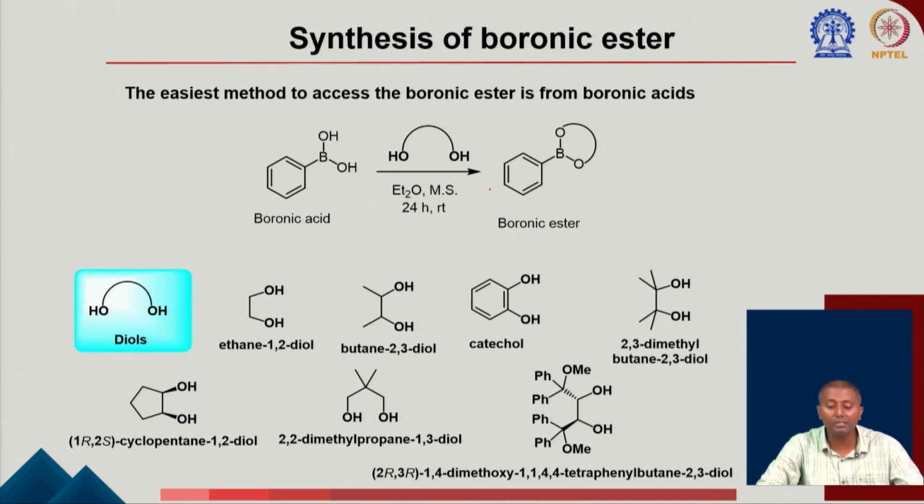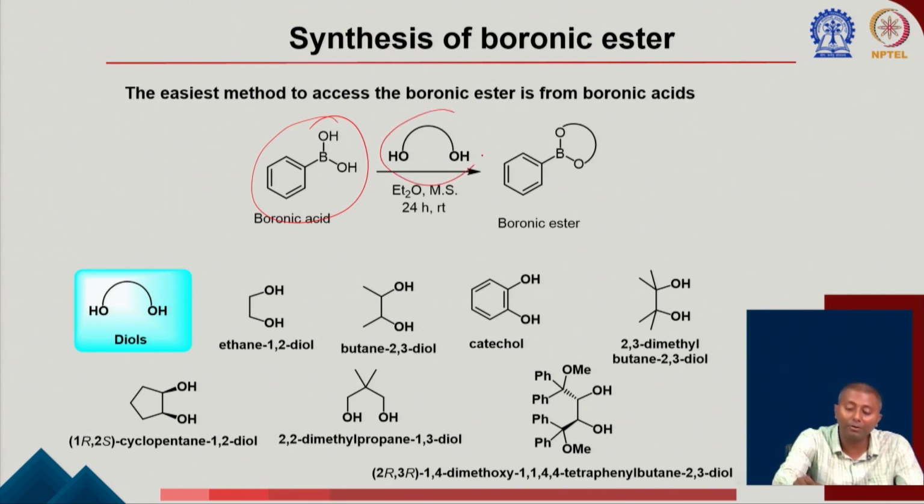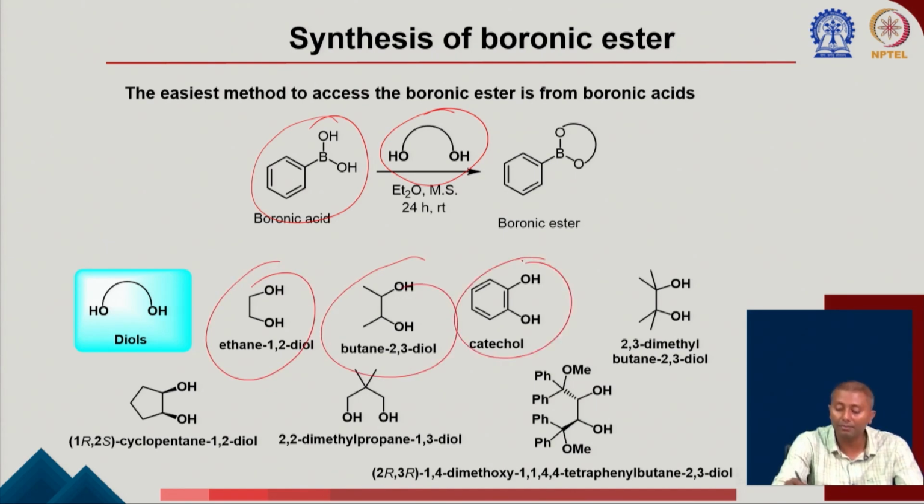So here you can see this is an easy method. I think I told you in the last class that if you have a boronic acid and you take some sort of diol, there are of course more variations. You can see there are several different diols. It could be ethane diol, butane diol, catechol, and then 2,3-dimethyl butane diol. You can see from the butane to 2,3-butane, slowly the sterics is playing an important role here.